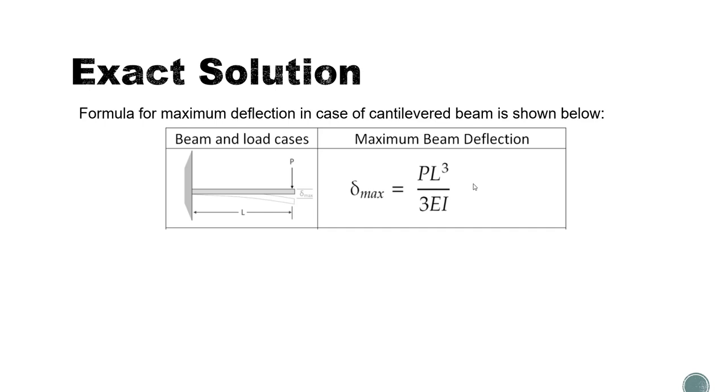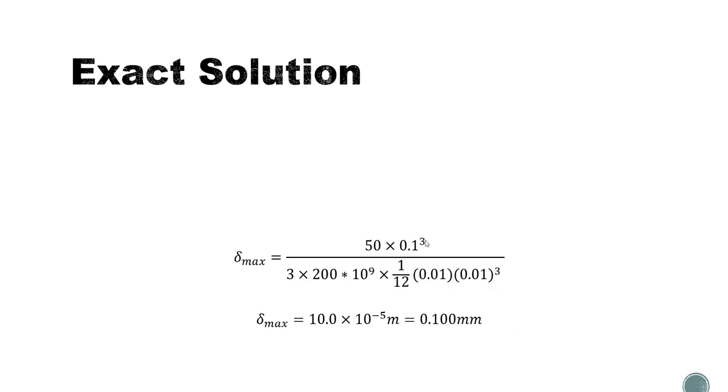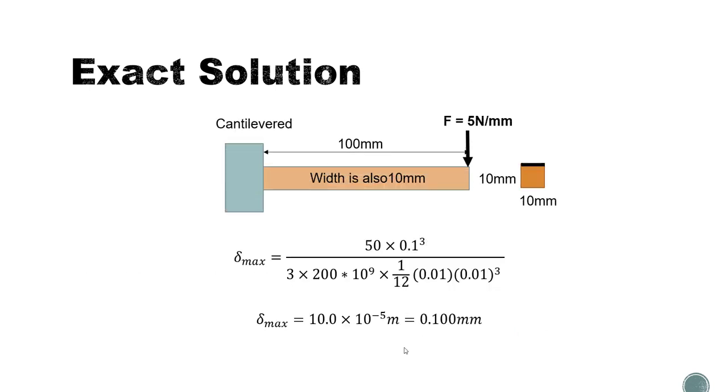So if we look at the literature, we see that it's very easy for cantilever beams to find the maximum deflection, which is given by the formula shown here, PL cubed divided by 3EI. We have the material properties, and we can simply plug in these values to calculate the maximum deflection of the beam, which is about 0.1 millimeter, and this deflection will occur at the end, like at 100 millimeter from the fixed support actually. So we can say that yes, the beam is safe using the analytical results.